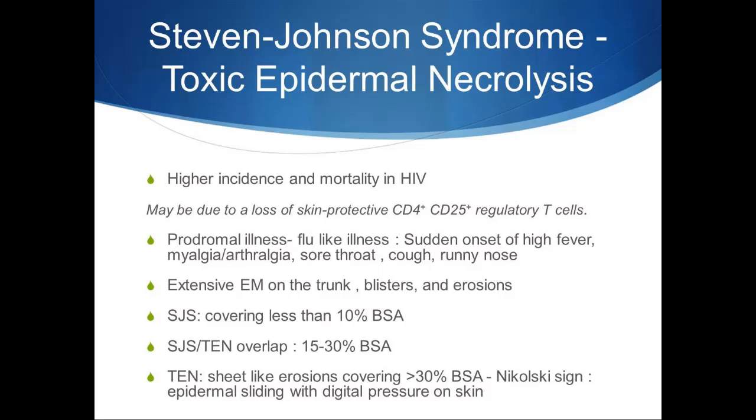And now what we fear the most is Stevens-Johnson syndrome and toxic epidermal necrolysis. It was noted that there's a higher incidence and higher mortality in HIV patients. Usually they start with a prodromal flu-like illness, and then you see a highly disseminated, extensive erythema multiforme on the trunk with blistering, erosion, and mucosal involvement. Stevens-Johnson is when you have lesions involving less than 10% of the body surface area. Toxic epidermal necrolysis is when more than 30% of the body surface area is involved.